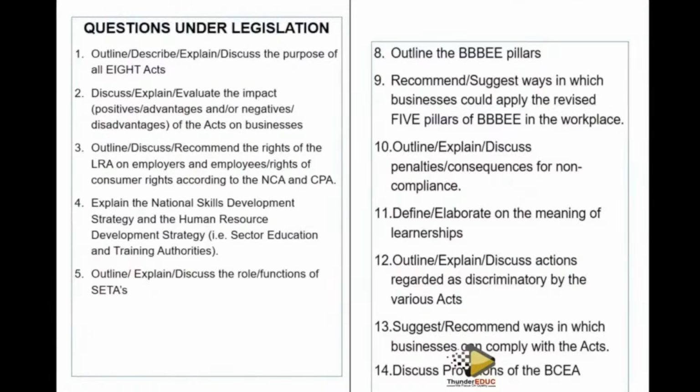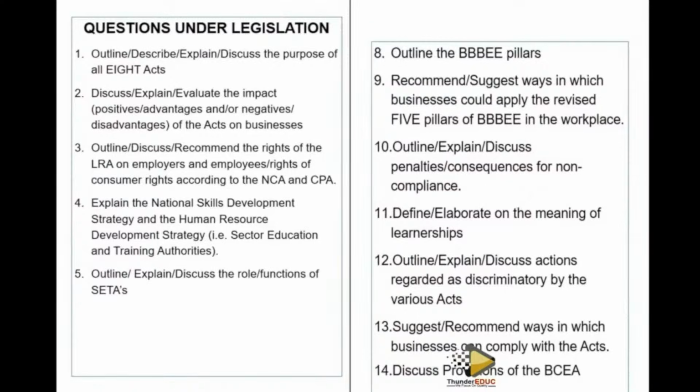It's towards the advantage of the black people or disadvantaged people. Okay, so now legislation, in short, we refer to rules and regulations set by the government. So now in these legislations, we are going to discuss 8 legislations.